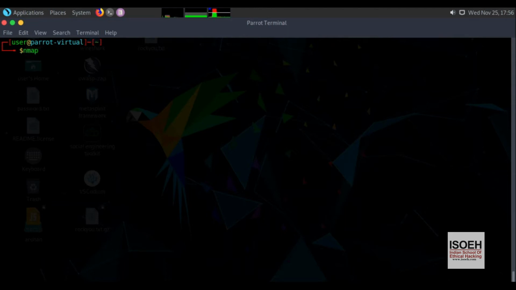So the command is nmap --script vuln and -T5 for a faster scan, and give the target IP. Now what this scan does is Nmap has a lot of scripts available, so this command will run different scripts which are there with Nmap on the target system and will try to discover vulnerabilities present inside it.